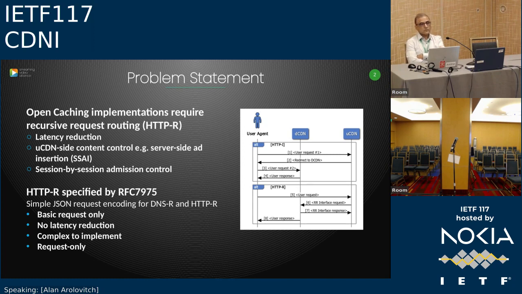So we are looking for better ways to support that than was done in RFC 7975. Again, I mentioned the complexity of implementation and the ability to act on requests only, which does not provide the benefit of latency reduction. So we want to introduce a new mechanism that will reduce latency, by minimizing the number of round-trip requests going back and forth, and provide the UCDN with the desired capability to control delivery. Manifest control for server-side ad insertion is one driver there. And that will be supported only for HTTP forms of redirection.